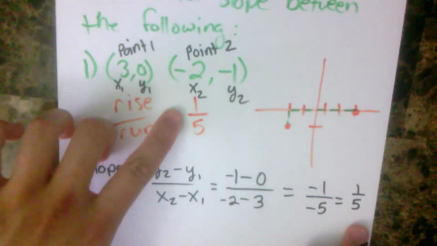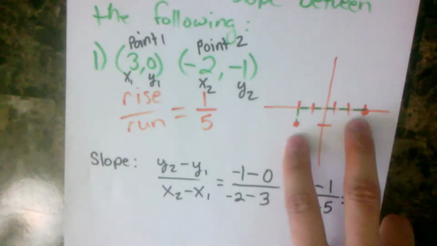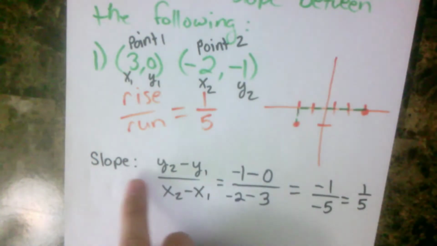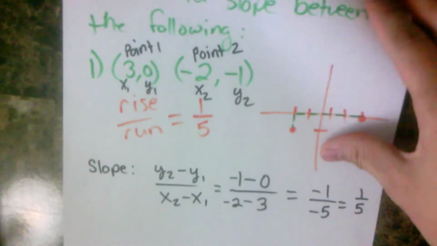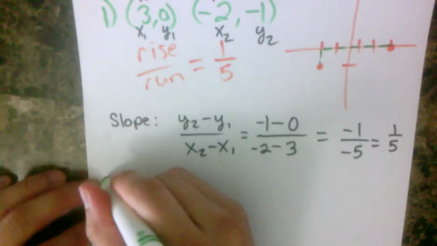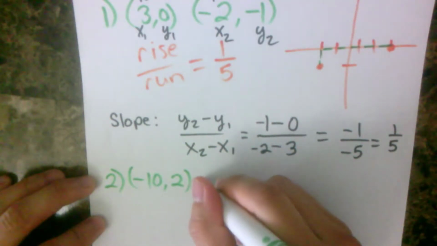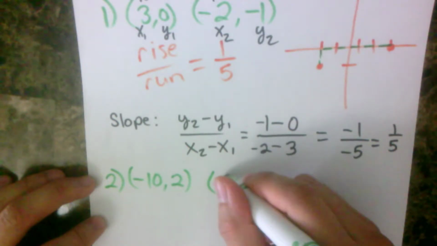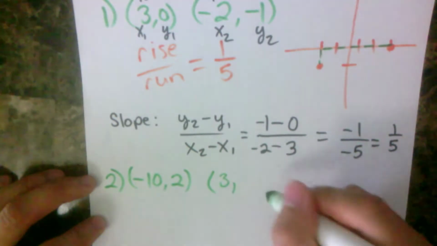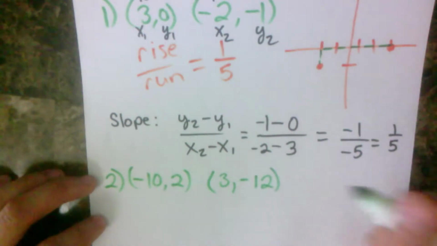And you'll notice that they're exactly the same here. Okay? 2 ways to do the same exact kind of problem. You can just graph it and count rise over run, or you can just do your formula. Let's do this with a slightly harder example, because on the test you're going to get something like this. You're going to get (-10, 2) and, I don't know, (3, -12). I don't know. That'll work.